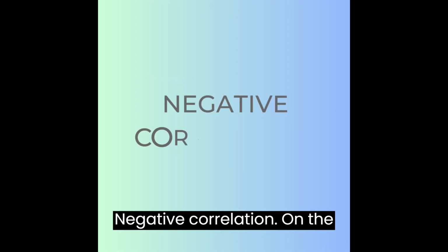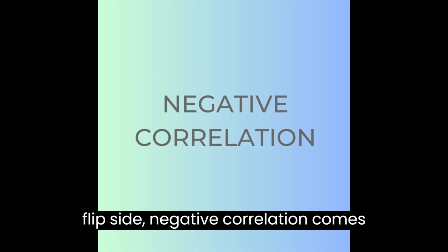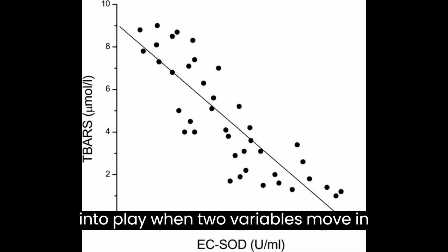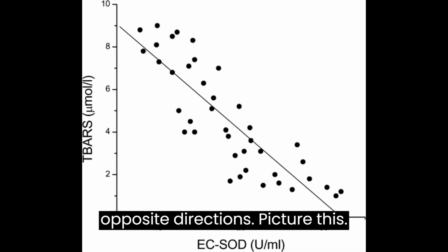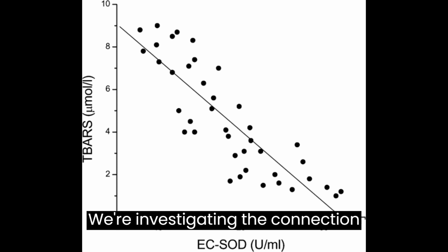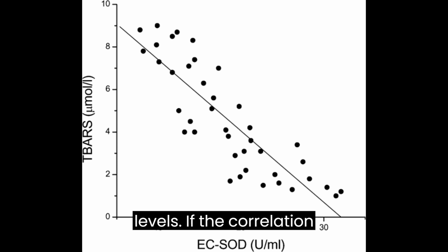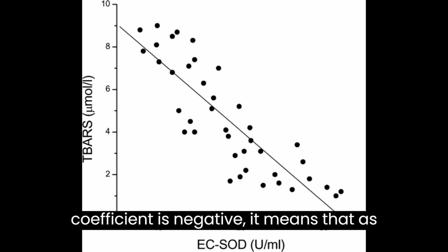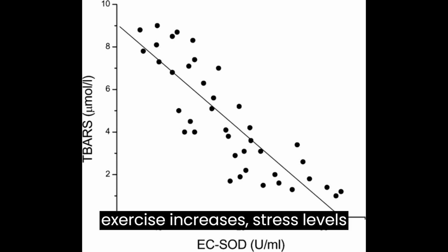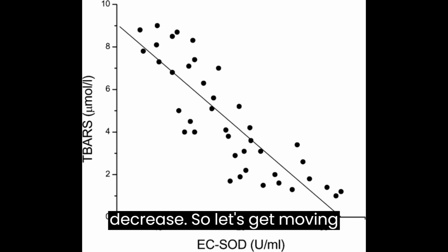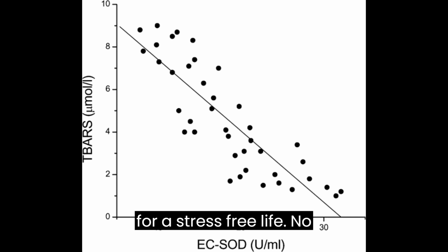Negative correlation. On the flip side, negative correlation comes into play when two variables move in opposite directions. Picture this: we're investigating the connection between regular exercise and stress levels. If the correlation coefficient is negative, it means that as exercise increases, stress levels decrease. So, let's get moving for a stress-free life.